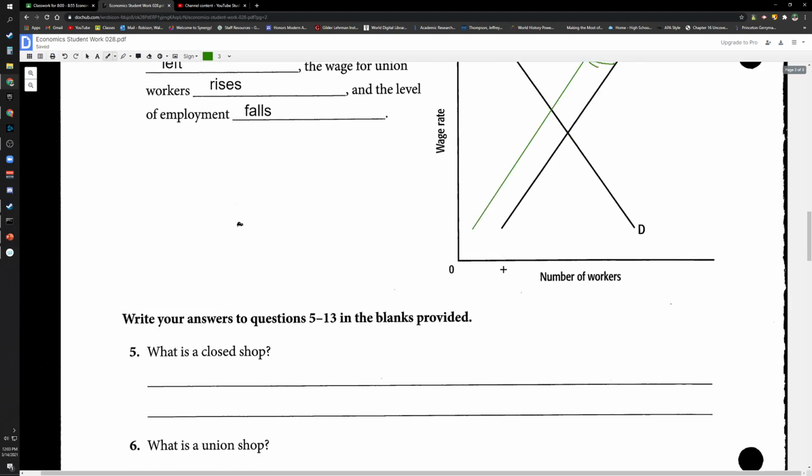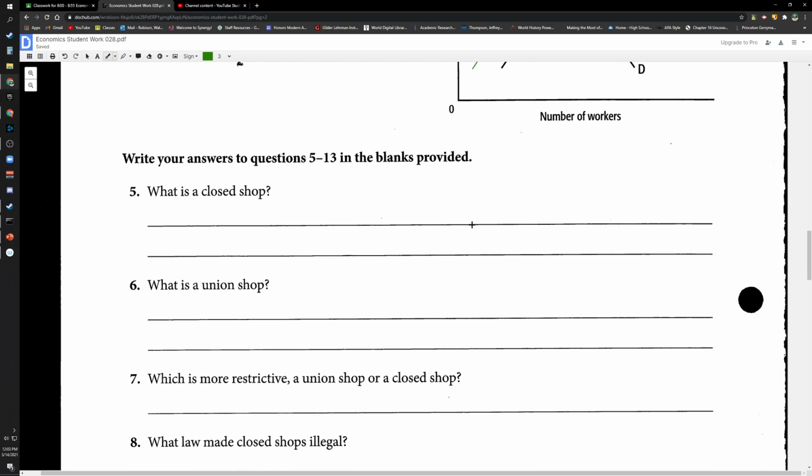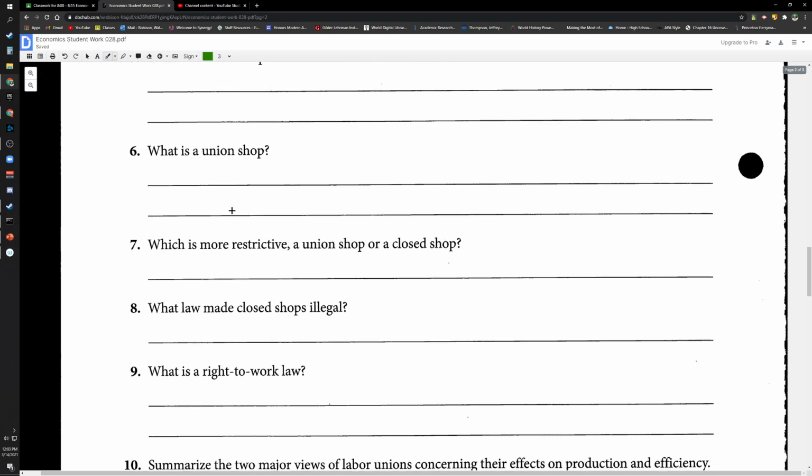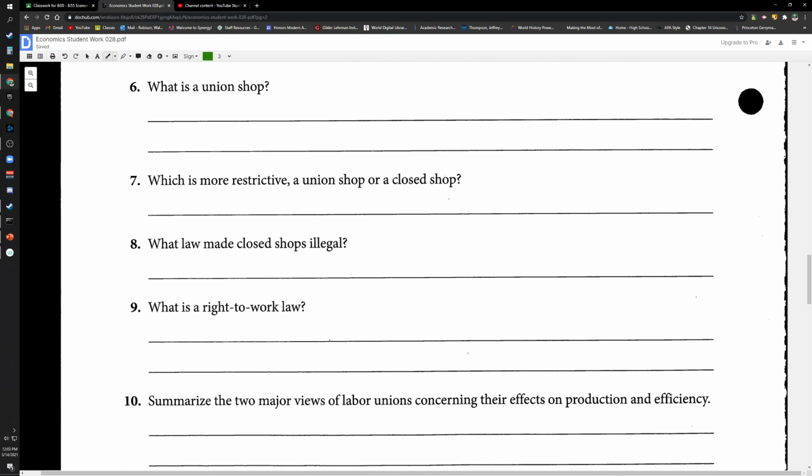Okay. When it comes to what's a closed shop, that's just a vocabulary term. Same thing with a union shop. I don't need to cover that. What is more restrictive, a union shop or a closed shop? Well, think about it. Look at the words themselves, right? Union or closed. You can infer the answer there, but once you know the answer to what a closed shop is and a union shop, you should have no problems whatsoever with question 7.